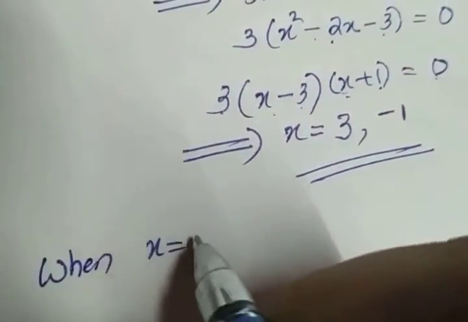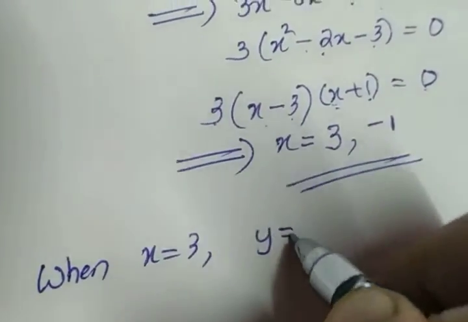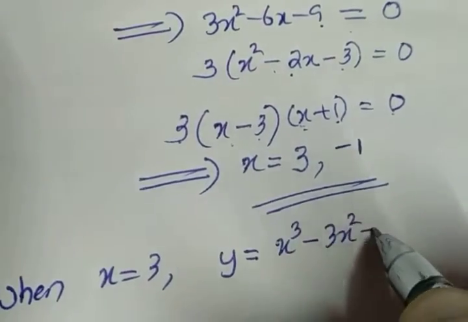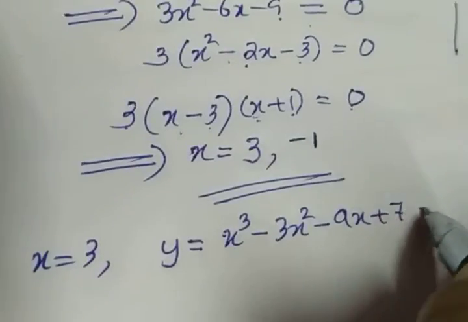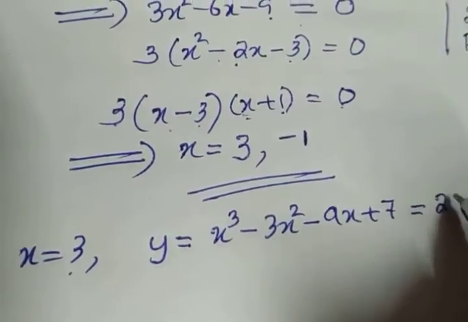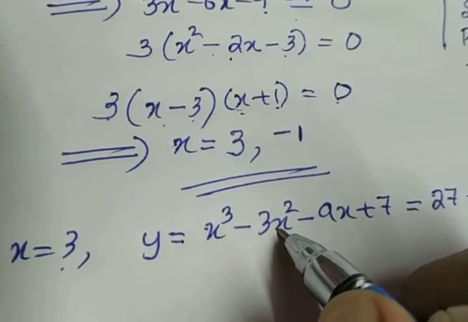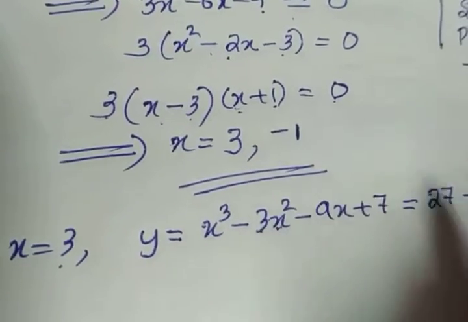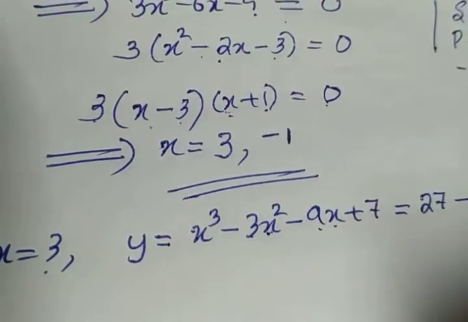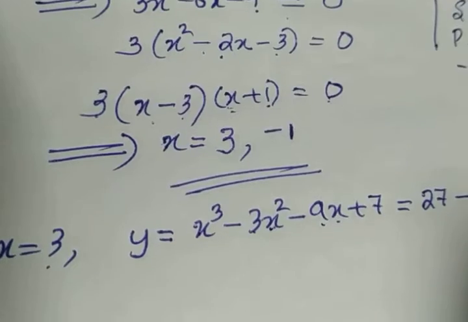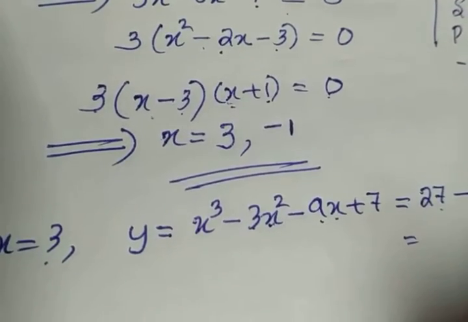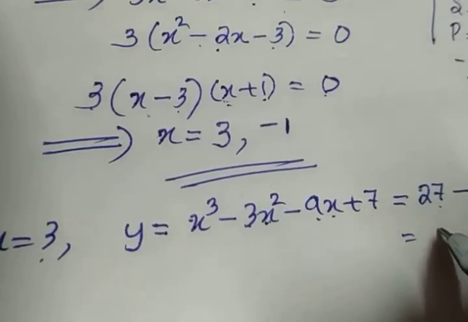When x equals 3, take the equation of the given curve, x cube minus 3x square minus 9x plus 7. Here instead of x substitute 3. So 3 cube is 27, minus 3 square which is 9, 9 into 3 gives 27, minus 9 into 3 gives 27, plus 7. So 27 minus 27 gets cancelled, minus 27 plus 7 gives you minus 20.